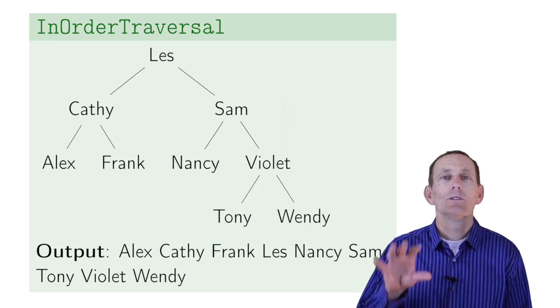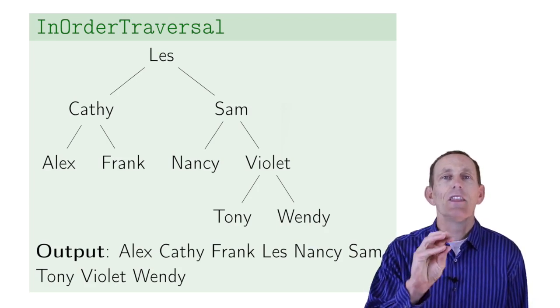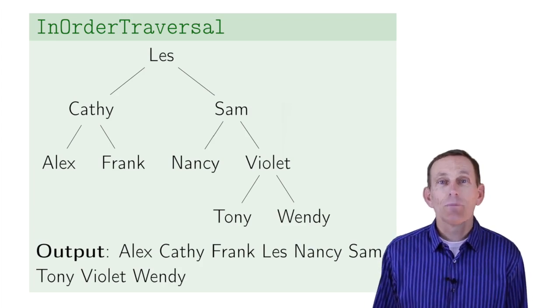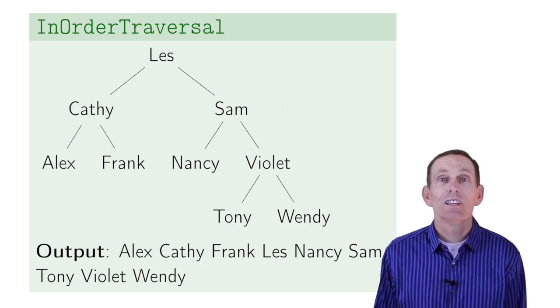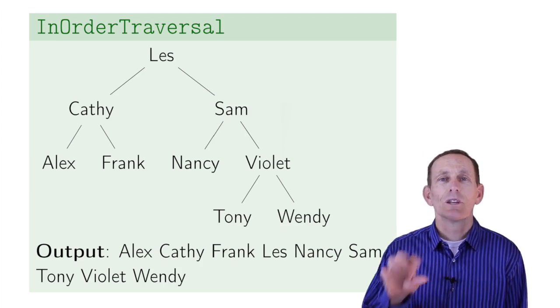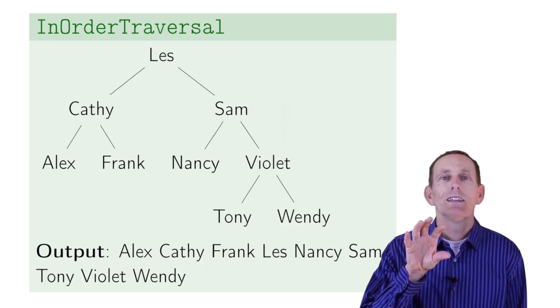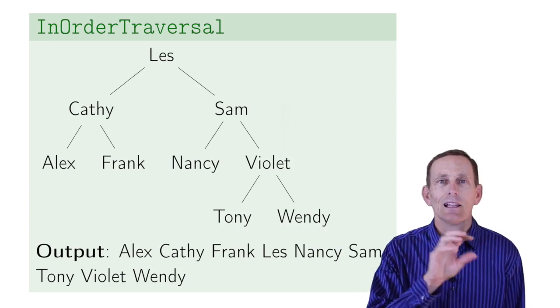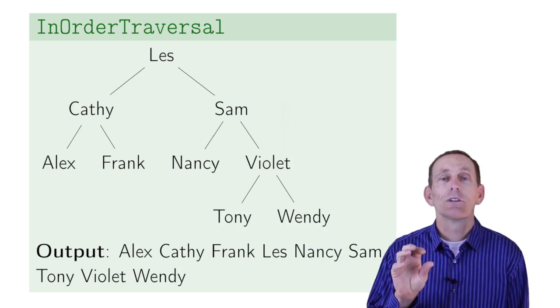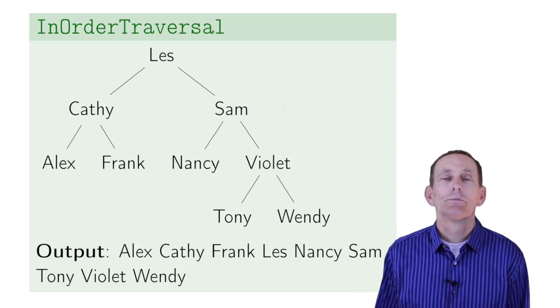And again, we do the left child, and then the node, and then the right child. And by our definition of a binary search tree, that then gives us them in order, because we know all the elements in the left child are in fact less than or equal to the node itself.